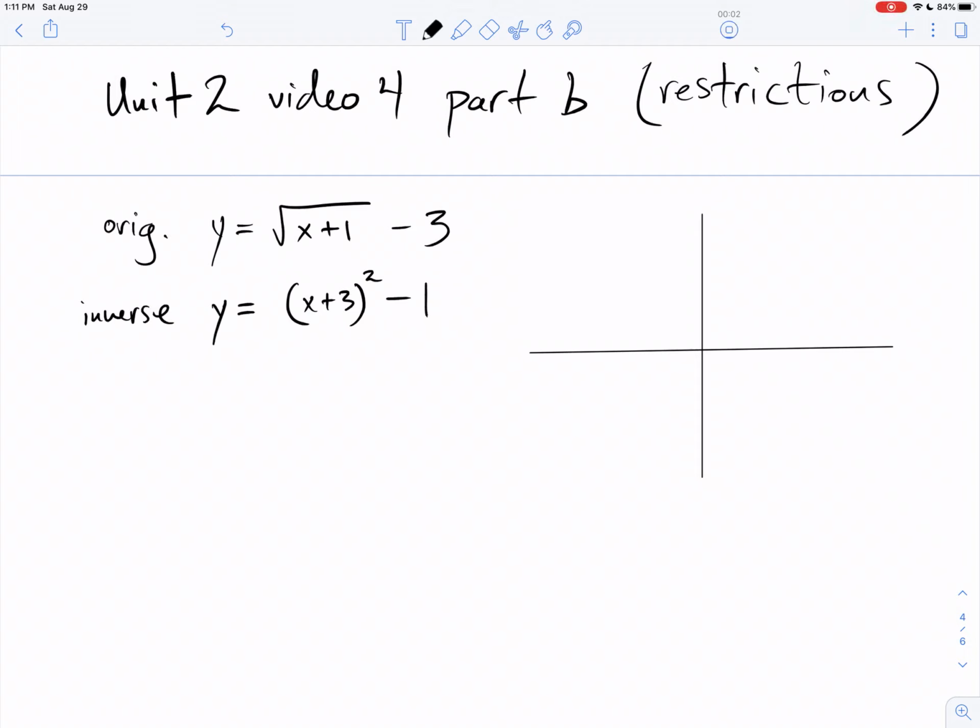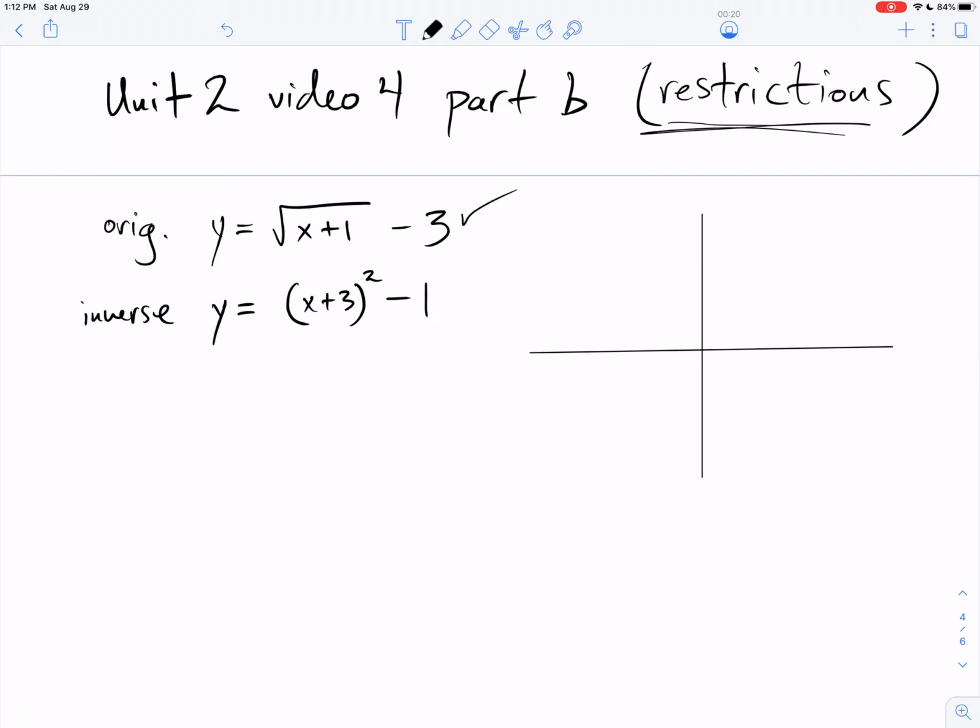Here we go, Part B, Unit 2, Video 4, Part B, Restrictions. So here's where we left off from Part A, the exact same place. So once again, how do you check and see if two things are inverses of each other?